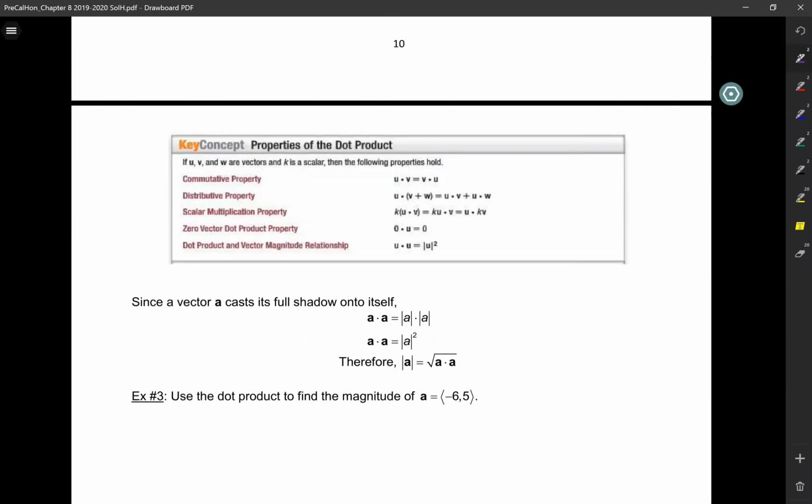The dot product is commutative. U dot V is the same as V dot U. It's associative. If you have a 0 vector, the dot product of the 0 vector with anything else is 0.